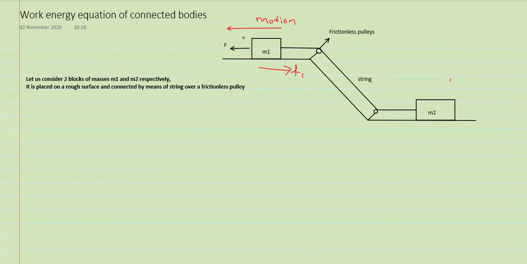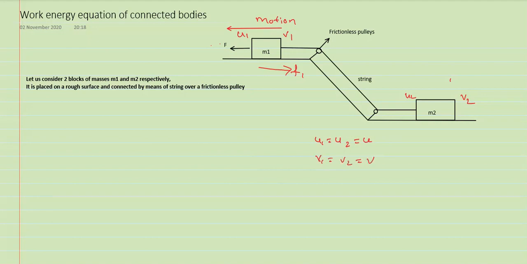Let us consider the initial velocity of block 1 is U1, final velocity of the block is V1, and similarly for block 2, U2 and V2. Since these two are connected bodies, I can say that U1 is equal to U2 is equal to U. Since they are connected to each other, the velocity of both blocks is the same. Similarly, V1 is equal to V2 is equal to V.